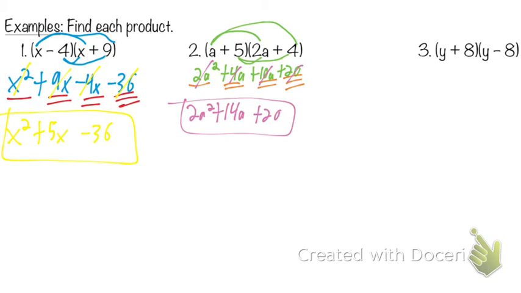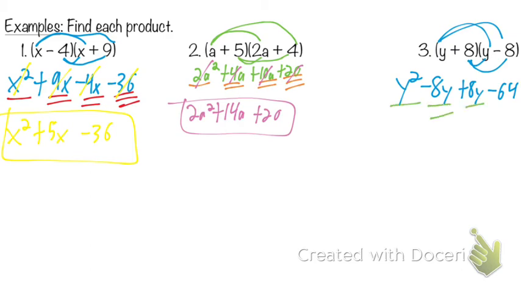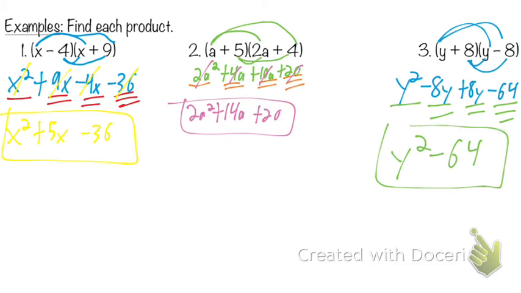So on this one, y times y is y squared. Y times -8 is -8y. 8 times y is 8y. 8 times -8 is -64. Here, when we combine like terms, we might notice that those -8y and 8y go to 0. So we end up just getting y squared minus 64 as our answer. That's kind of handy. Any questions on number 3?